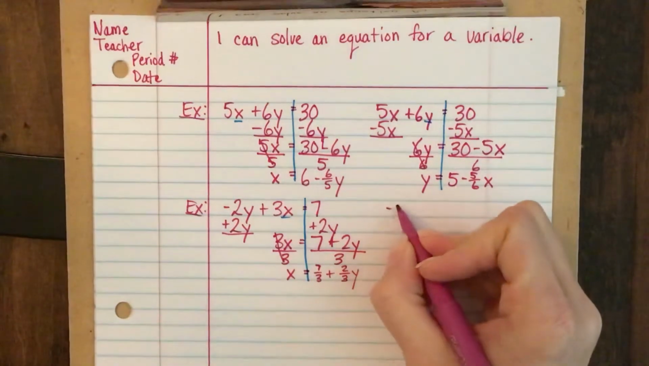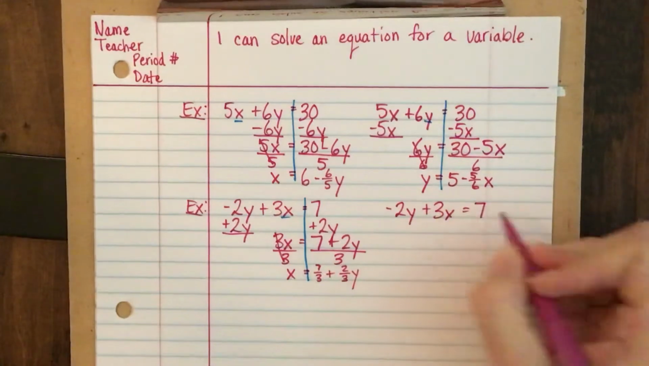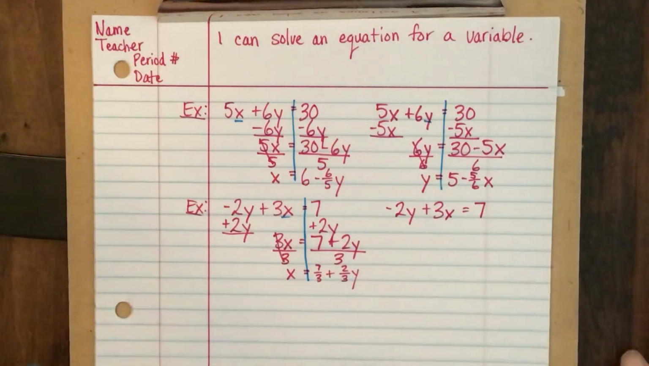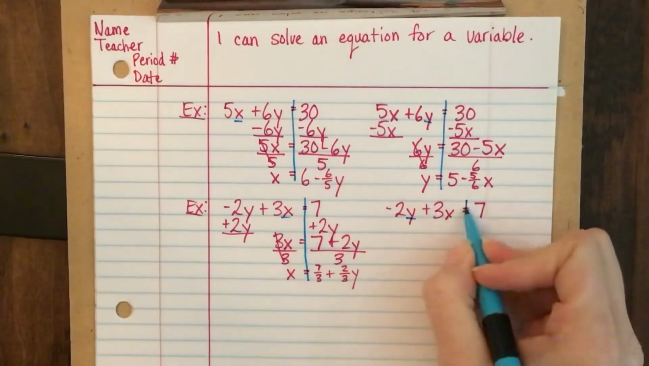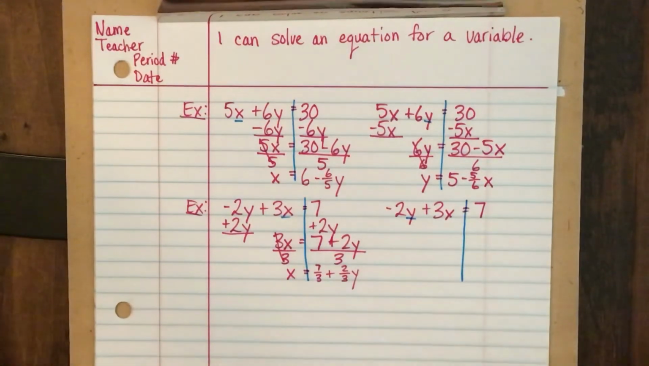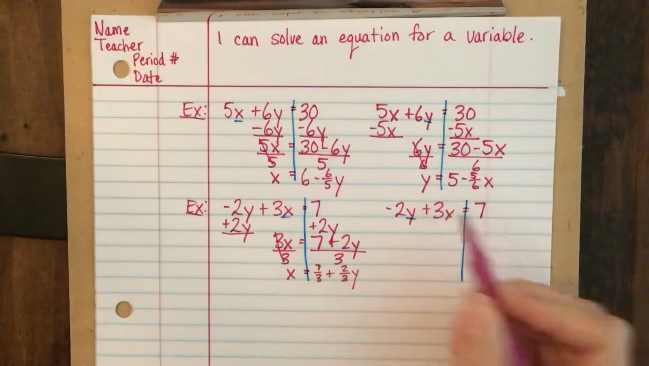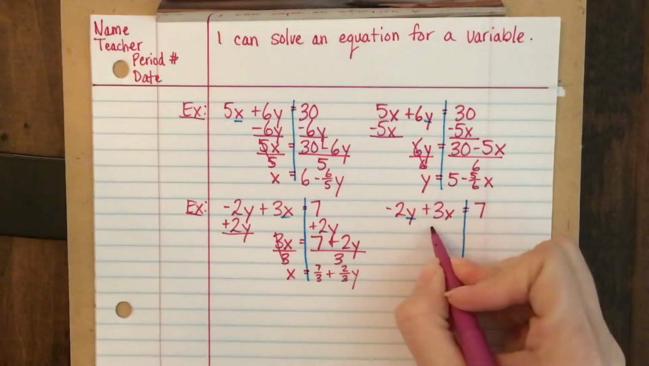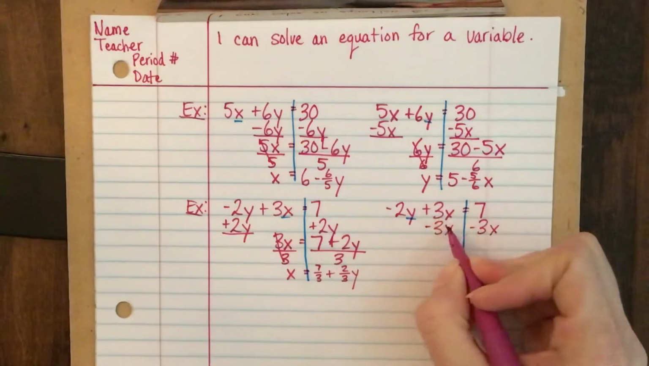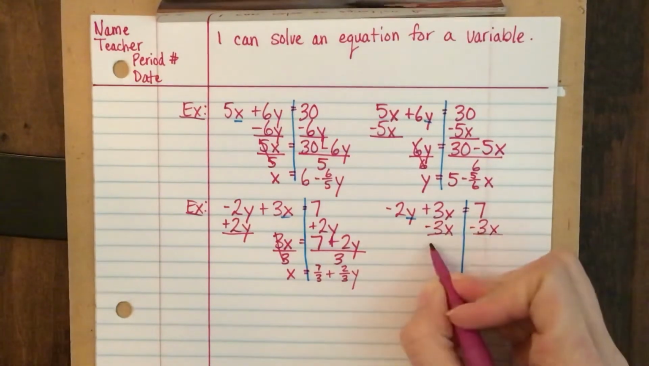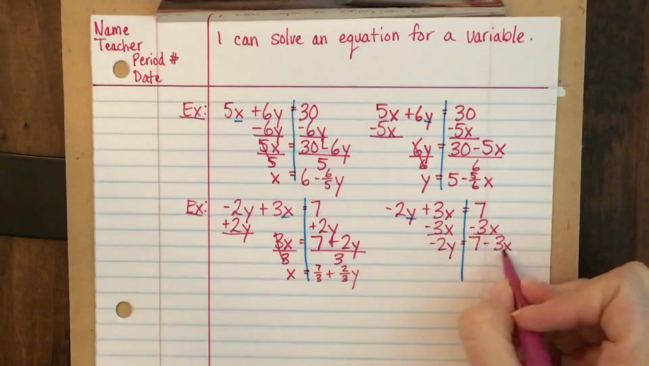Let's go ahead and solve for y now. Typically, you're not going to have to solve for both x and y in the same problem. This is just practice. Okay, so here's the variable I'm trying to solve for. So I'm going to start by getting rid of this whole chunk. 3x, I'm going to subtract 3x from both sides. 3x minus 3x is 0, so I'm left with negative 2y. Then I have 7 minus 3x.